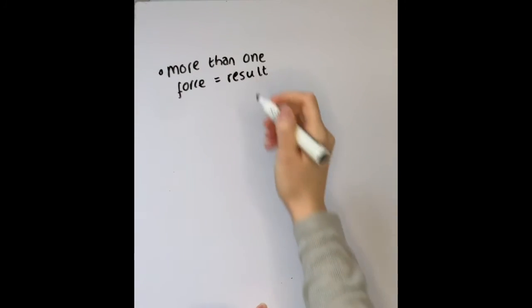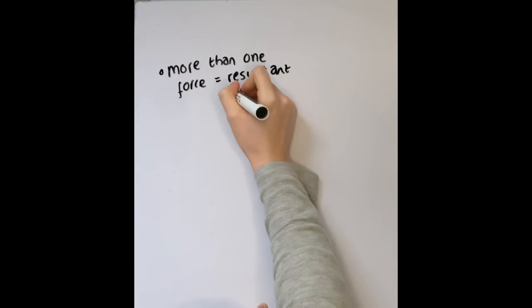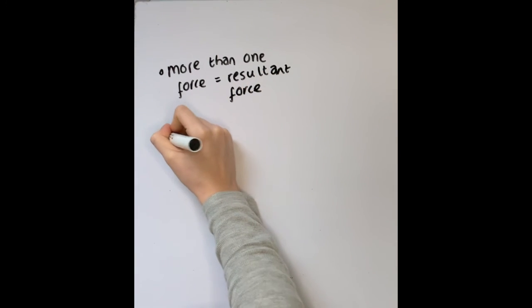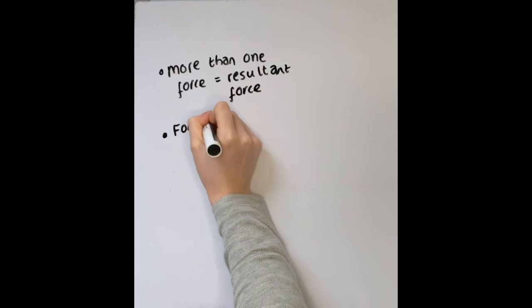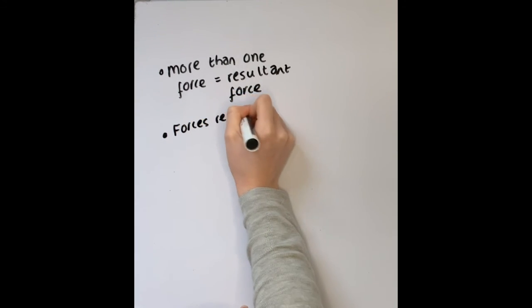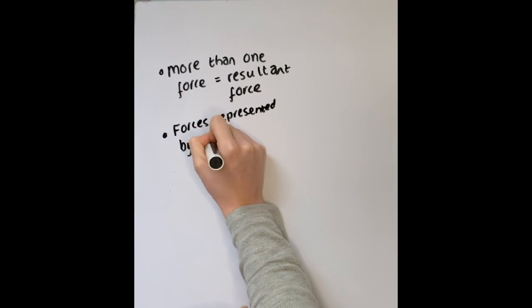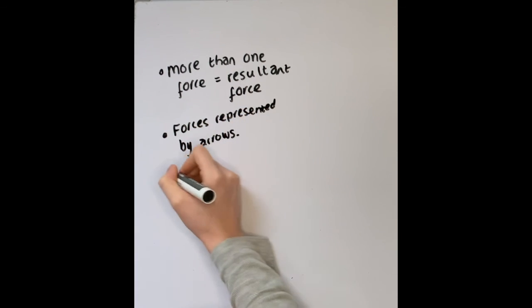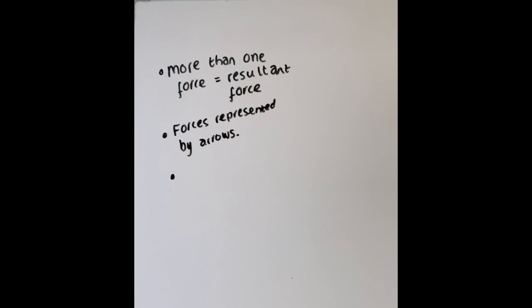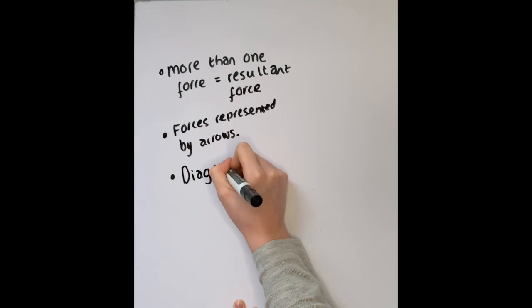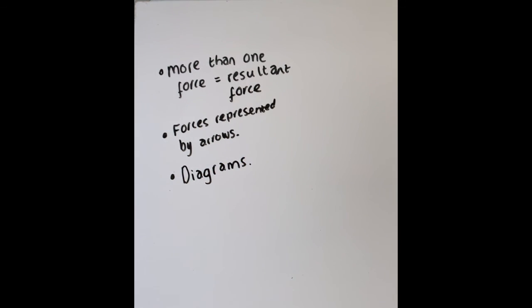To summarise this video, I would like you to remember these 3 key points. If we have more than one force acting on an object, we can always represent these forces with a resultant force, and that's something we just have to figure out. Secondly, we can always represent forces by arrows, with the length of the arrow representing the magnitude, so size of the force, and the direction of the arrow representing the direction of the force. And thirdly, it is always important to draw a diagram to make sure you understand what is going on.